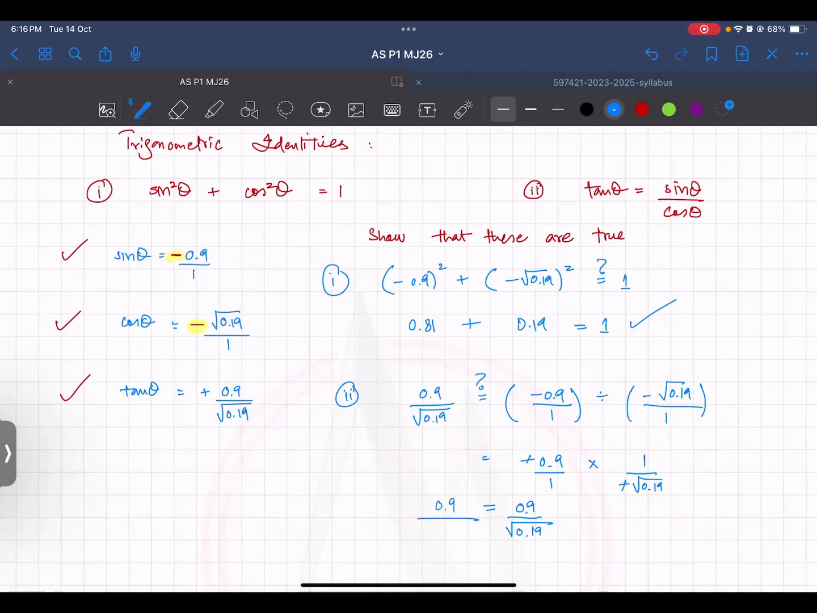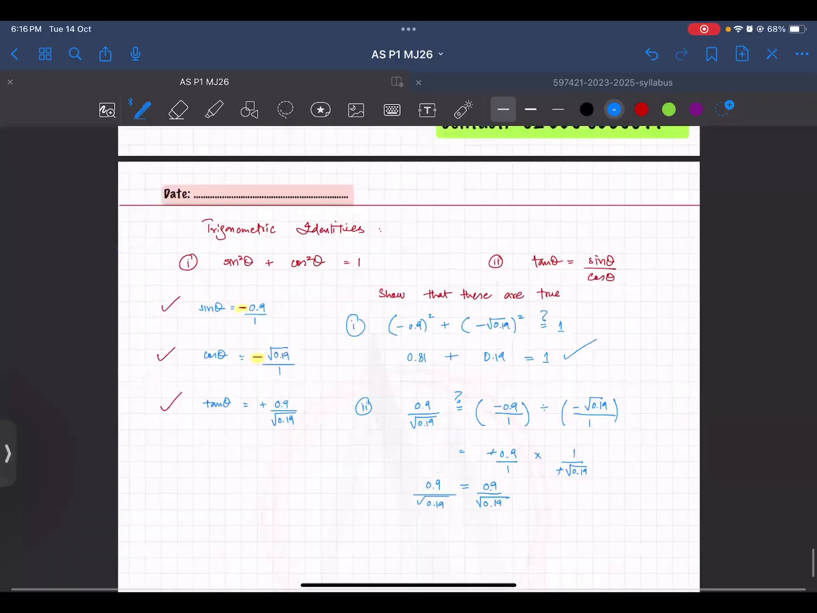So look, with the example that you did previously, you have shown, you have proved, you have seen for yourself as well that these identities are true. And these identities will work for any theta angle. You have to learn these.